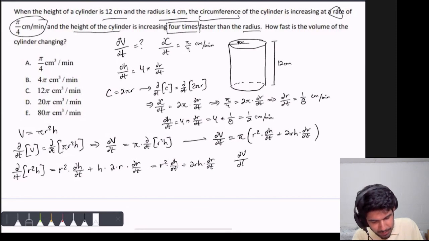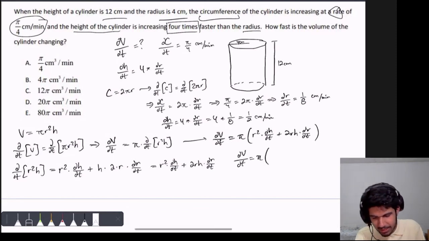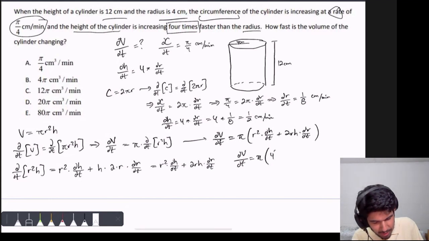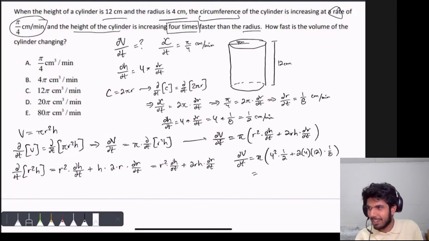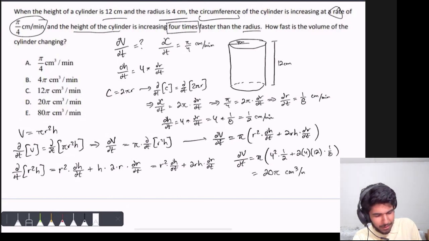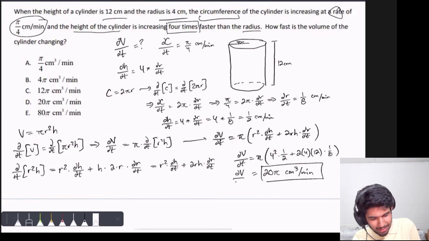dv dt equals pi times, the radius is 4 squared, times dh dt, we solve for it, it's a half, plus 2 times, the radius is 4, the height is 12, times dr dt, we solve for it, it's an eighth, right? And if we compute that out, we get this is equal to 20 pi, and then the units on that are centimeters cubed per minute. And that is our answer for dv dt.